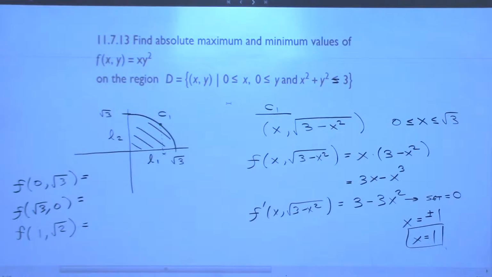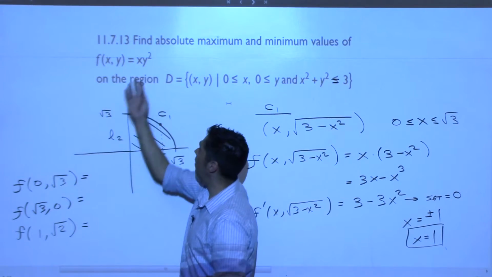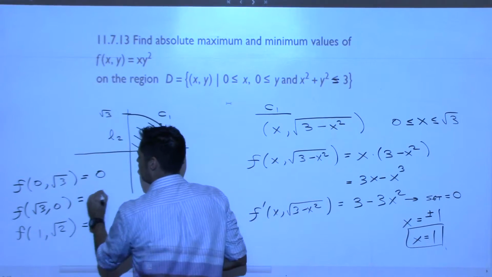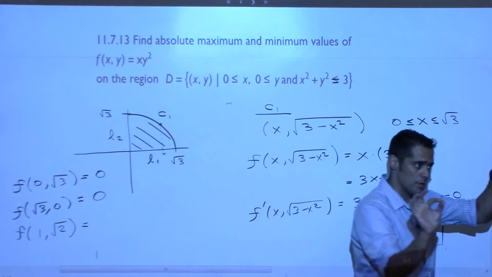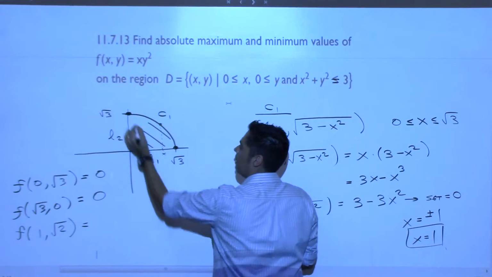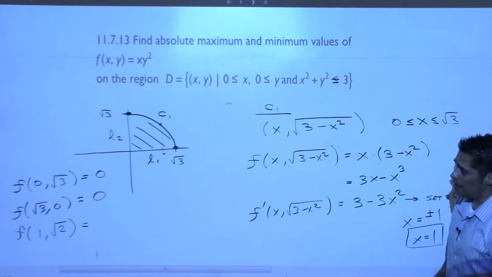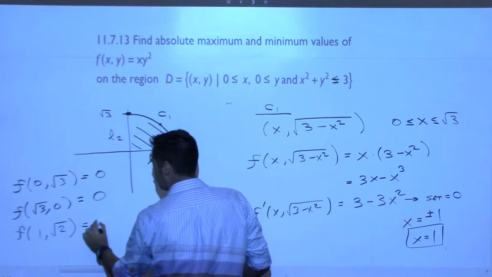How about the first two? 0, right? If I plug in 0 for x, that's gone. Plug in 0 for y, that's gone. So we already knew that, didn't we? We already knew that along these two edges it's 0. So at the corners, or at the two ends of my arc of the circle there, I'm going to get 0. But at that point, 1, root 2, I plug it in and I get what? 2.